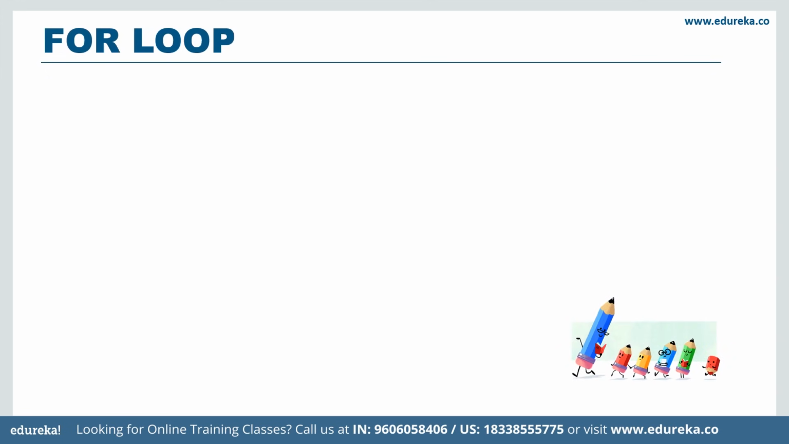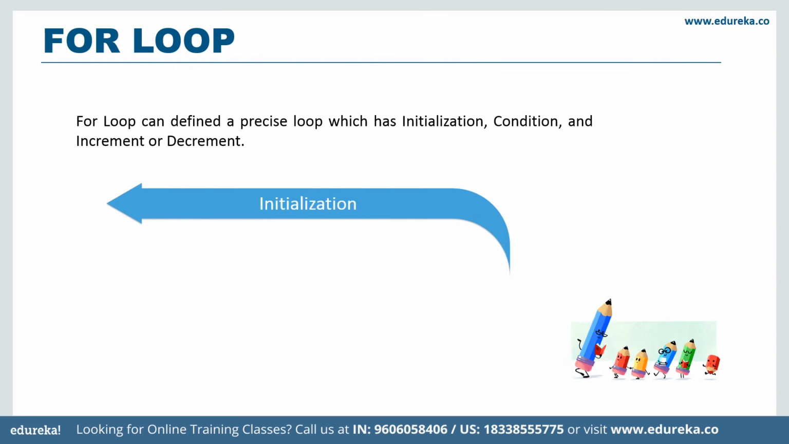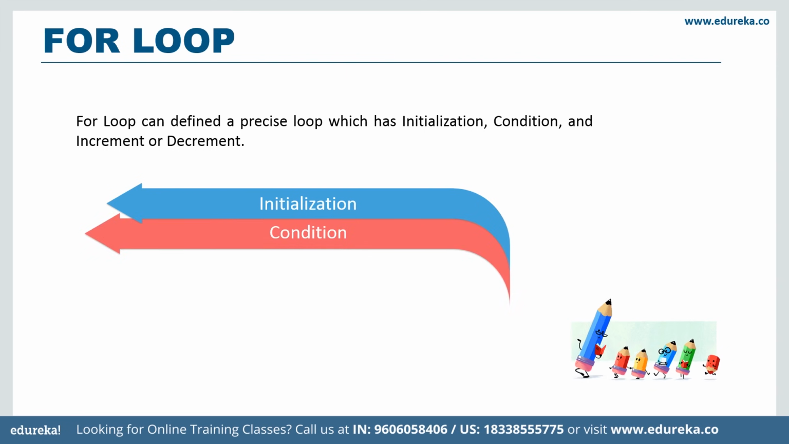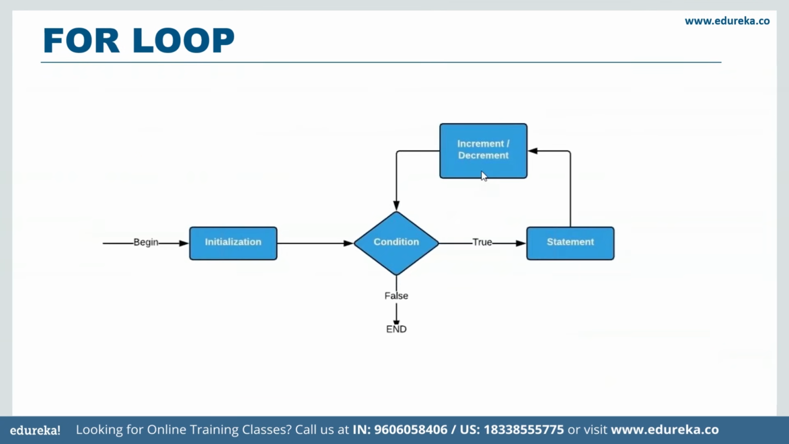Firstly, we shall deal with the for loop. The for loop can be defined as a precise loop which has initialization, condition, and increment or decrement operator. So the for loop has three different parts. Firstly, initialization comes in the first position. Later, we have the condition provided by the user. Then we have a valid increment or decrement operator. Now let us check out the flowchart to understand the functionality of for loop.